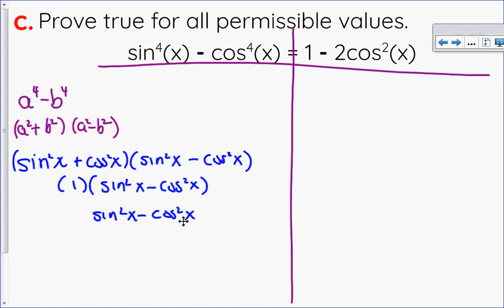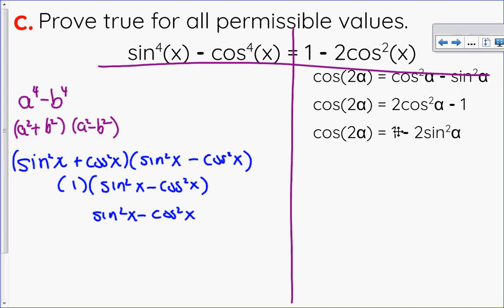So it doesn't look like I'm on the right track yet, but I'm close. I recognize this as a double angle identity. So see how sine squared minus cos squared is really similar to cos squared minus sine squared. And then 1 minus 2 cos squared x is very similar to this one here. They're same but opposite. So look at this one here: cos squared minus sine squared, and I have sine squared minus cos squared. Same but opposite. So I can write this as negative cos of 2x. So it's the double angle identity for cosine multiplied by negative 1 because everything's switched around.